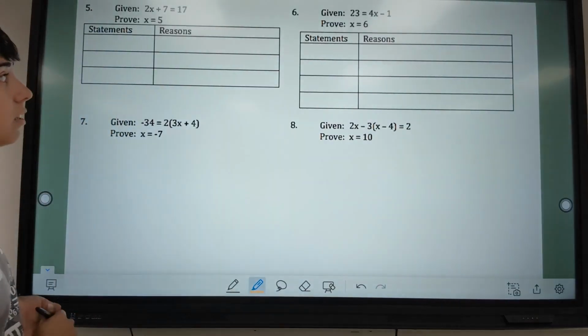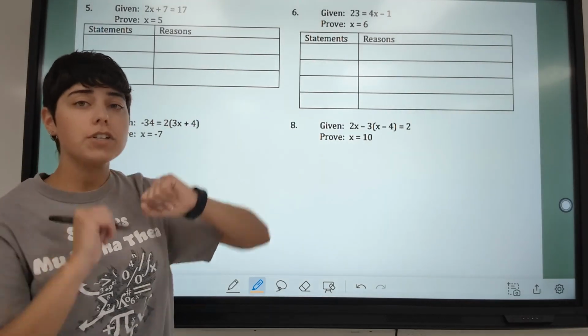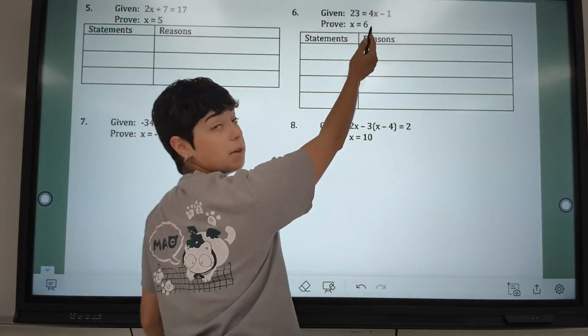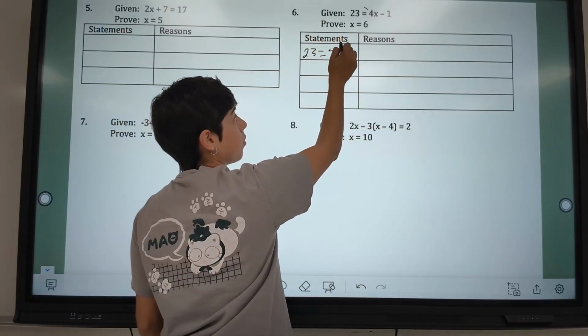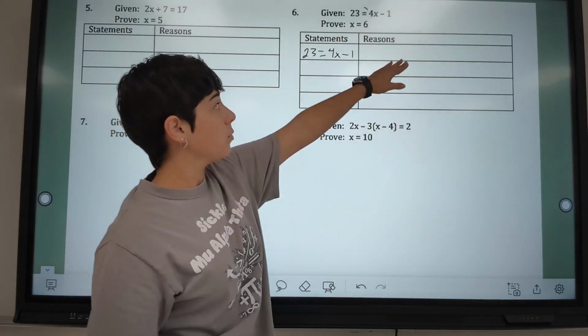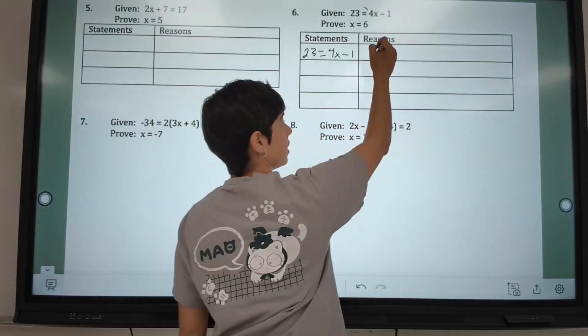So let's try something a little tougher. Let's take a look at something like number 6. First thing I'm going to write is the given. So in the statement, I write the equation: 23 equals 4x minus 1. In the reasons, I write the word given, because that's how we know that this equation exists, because it was given.